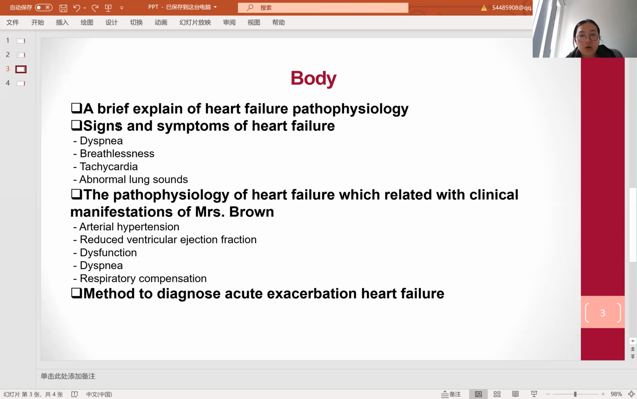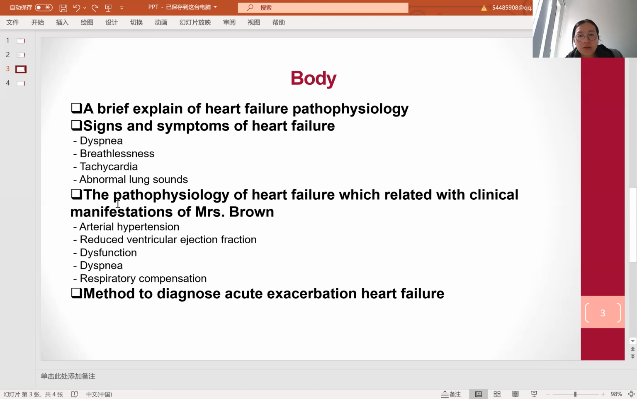So firstly, I will talk about some signs and symptoms of heart failure, which are related to Mrs. Brown. The common symptoms of heart failure are dyspnea and fatigue, and Mrs. Brown presents with severe dyspnea in this case study. Breathlessness, edema, tachycardia, and abdominal lump sounds are also symptoms of heart failure. Mrs. Brown manifests with an elevated heart rate, which is 120 beats per minute, with atrial fibrillation, and she also presents with bilateral basal crackles on auscultation.